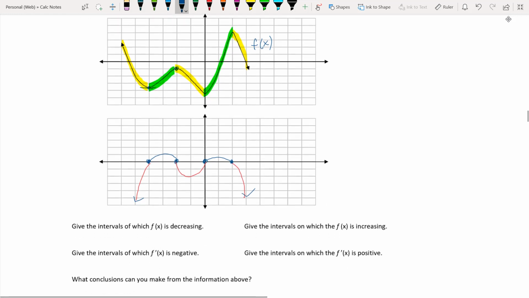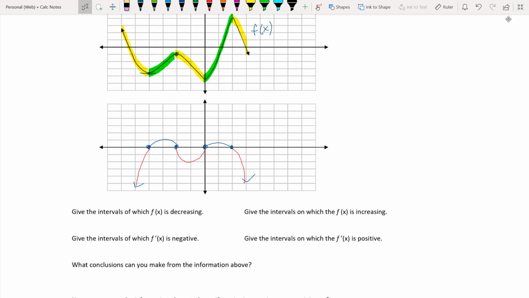So the questions down here both relate to both of the graphs up here. It says, first of all, give the intervals on which f of x is decreasing. Since I've highlighted f of x, that's going to be pretty easy to see. f of x is decreasing from negative infinity all the way up to negative 4. And it's also decreasing from negative 2 to 0. These are all the yellow highlighted parts. And it's also decreasing from 2 to infinity.